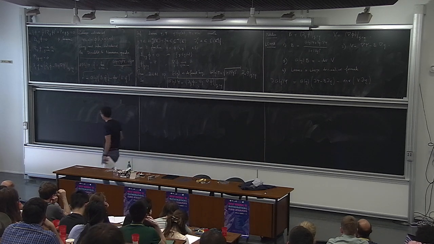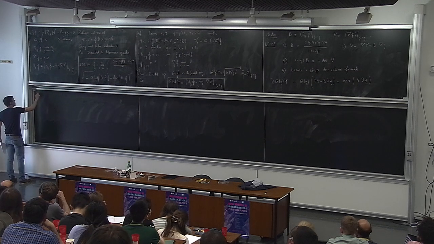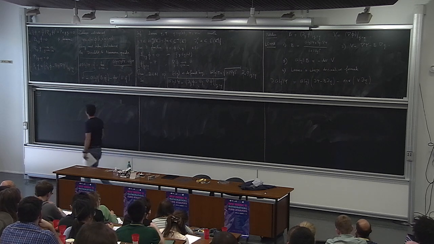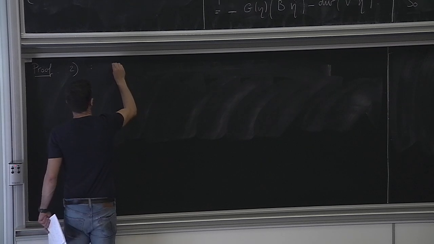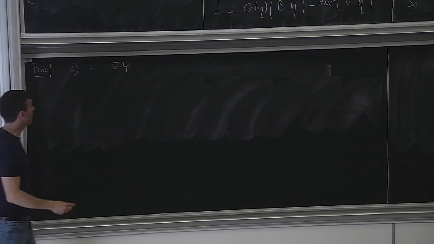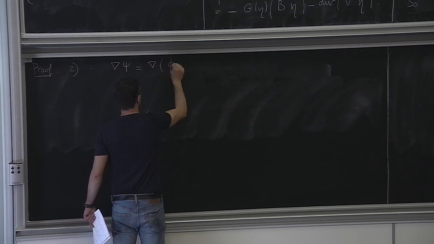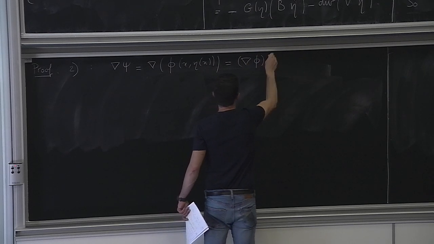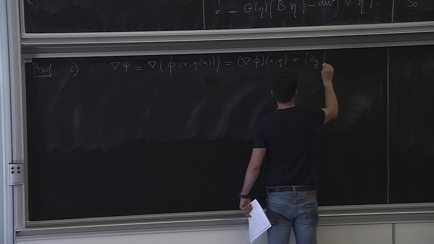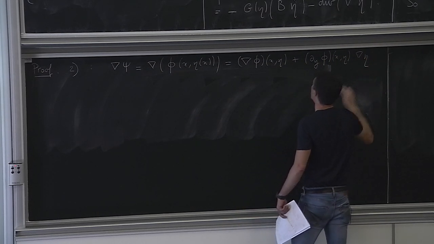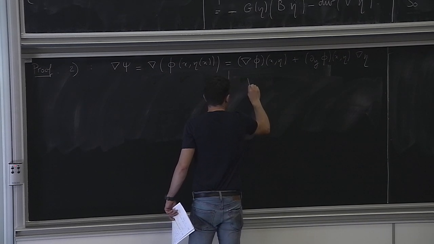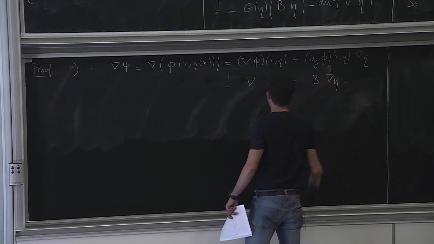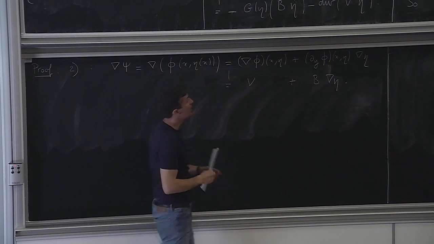So the proof of the first two points is elementary. We have four identities. I start by proving the second one. To do so, we compute the gradient of psi. This is the gradient of phi of x, eta of x, which is the gradient of phi plus the derivative with respect to y, and this is capital V by notation plus capital B by notation, gradient eta. And of course, this is equivalent to the second identity.